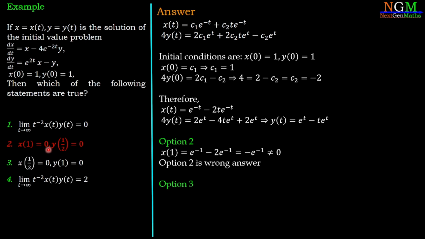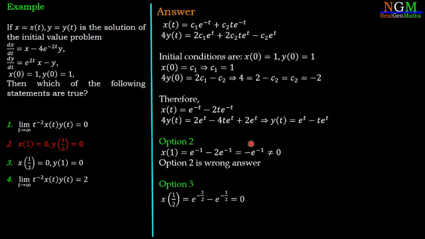Now option number 3. In option number 3, we need to find the x of 1 by 2. So put t equal to 1 by 2. So x of 1 by 2 equal to e power minus 1 by 2 minus 2 into 1 by 2 will be the 1, e power minus 1 by 2. So we have e power minus 1 by 2 minus e power minus 1 by 2 will be 0.